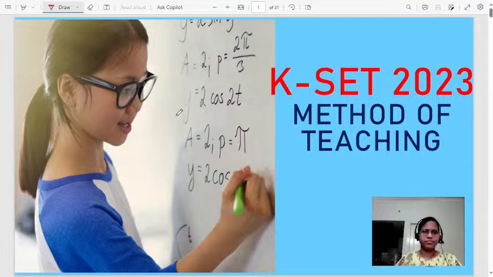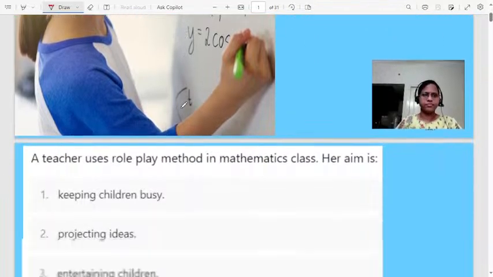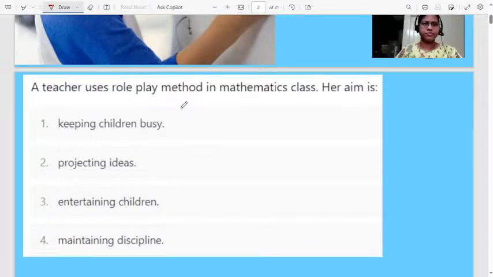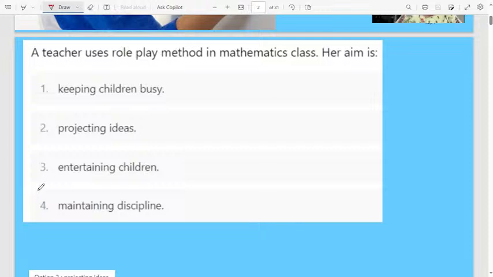Okay, today's topic is method of teaching. Here I am going to discuss only MCQ questions. First question: a teacher uses role play method in mathematics class. Her aim is, first option, keeping children busy. Second option, projecting ideas. Third option, entertaining children. Fourth one, maintaining discipline.